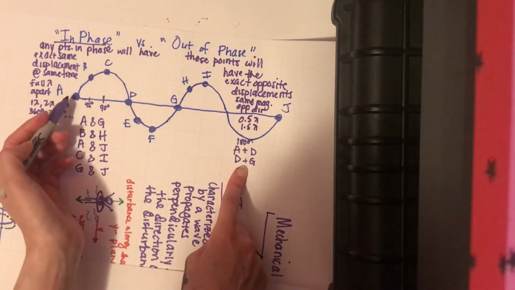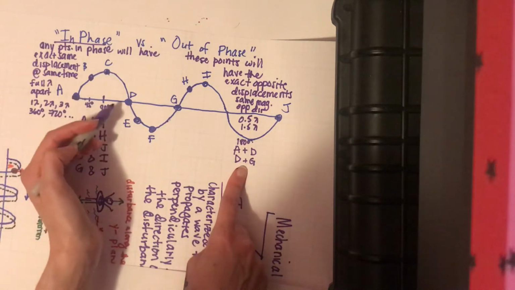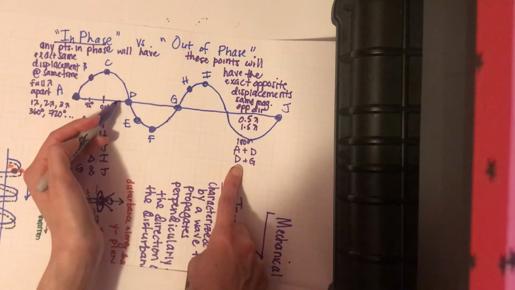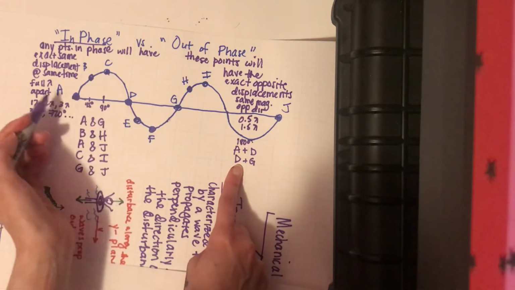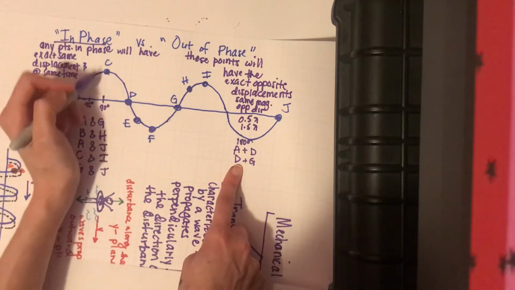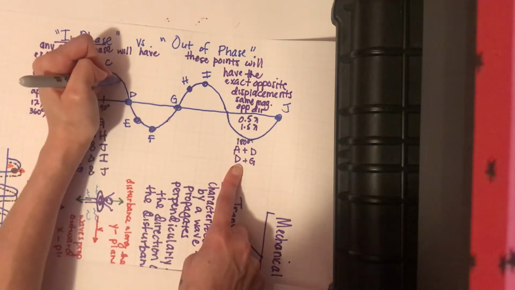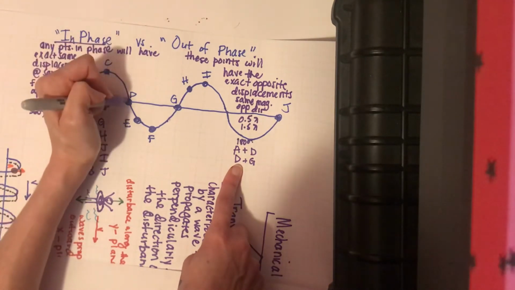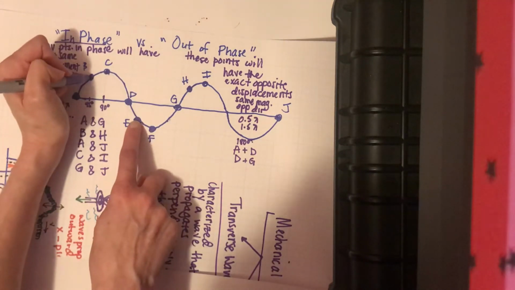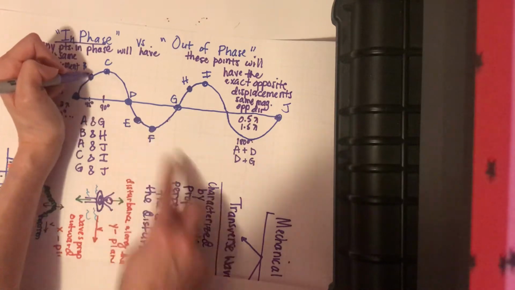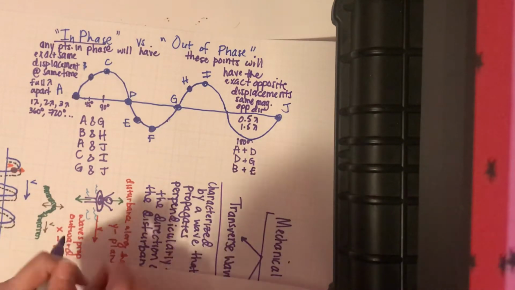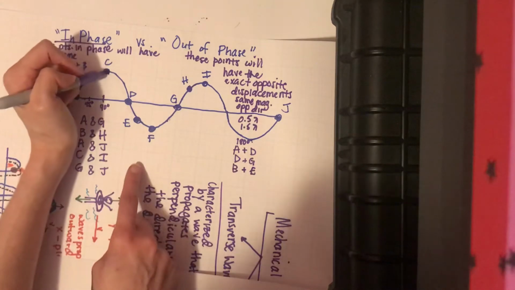Let's look. Is there anything else out of phase? We got A and D, and we got D and G. Okay, good. Let's see what else. Is there anything out of phase with point B? Well, we have 45, 90, another 45, 180. Well, B and E are doing the exact opposite thing at the same time. Those points are out of phase.